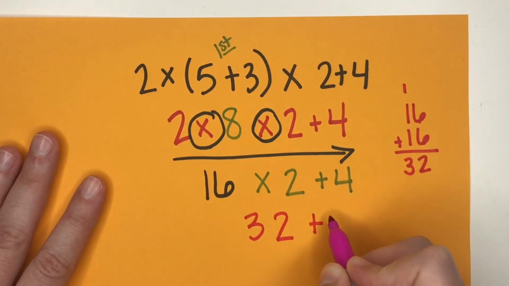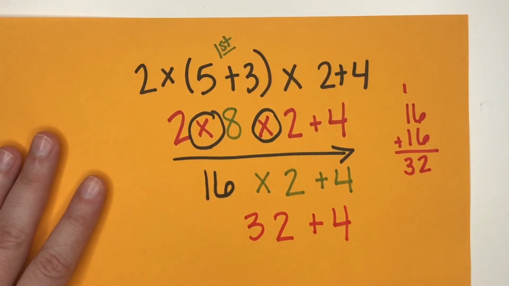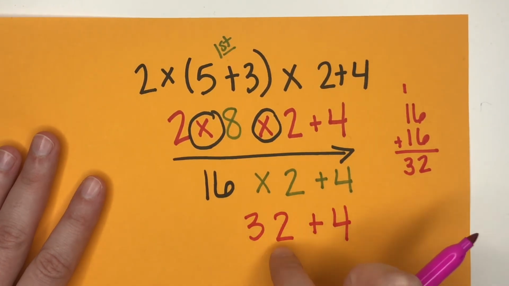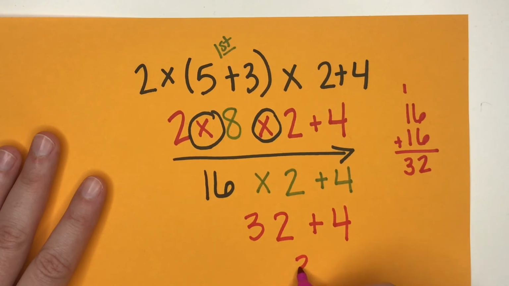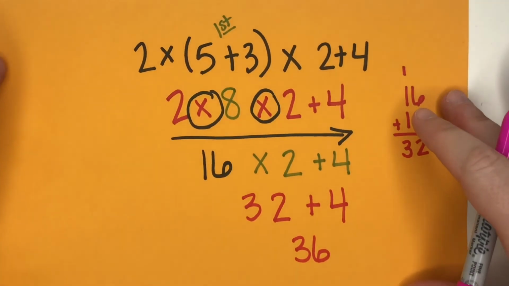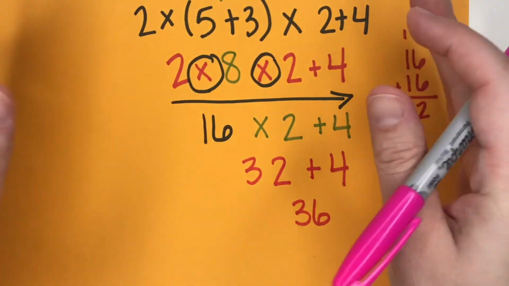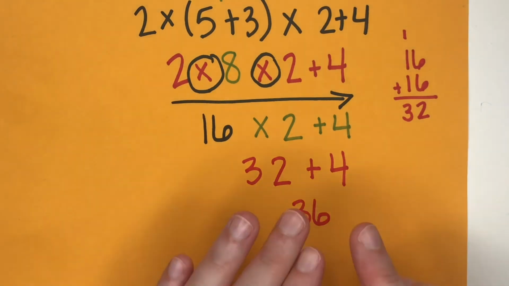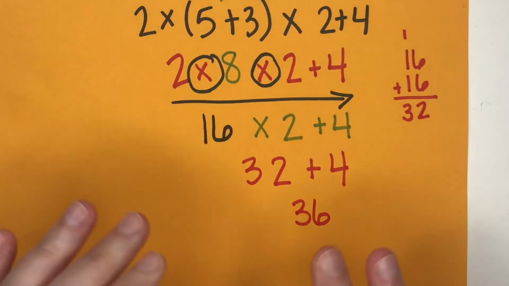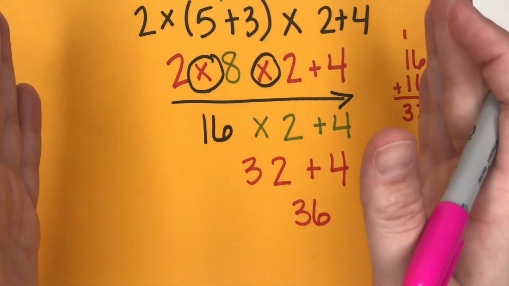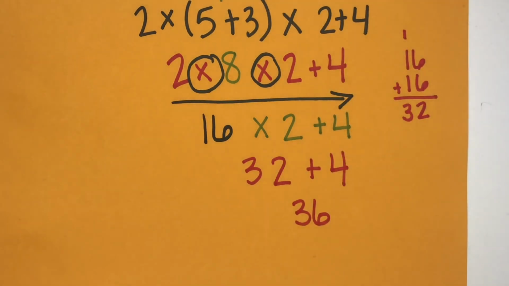Don't forget to bring down that addition. I am now left with 1 operation, and that operation is 32 plus 4, which gives me an answer of 36. Now there are no equal signs, so what we are simply doing is evaluating this expression. We are working through our steps and coming down to a single number that is what our expression means. It's kind of like coming up for the meaning of this expression.